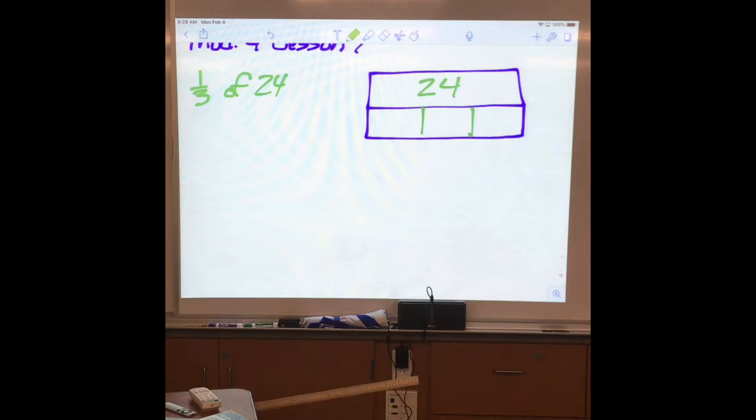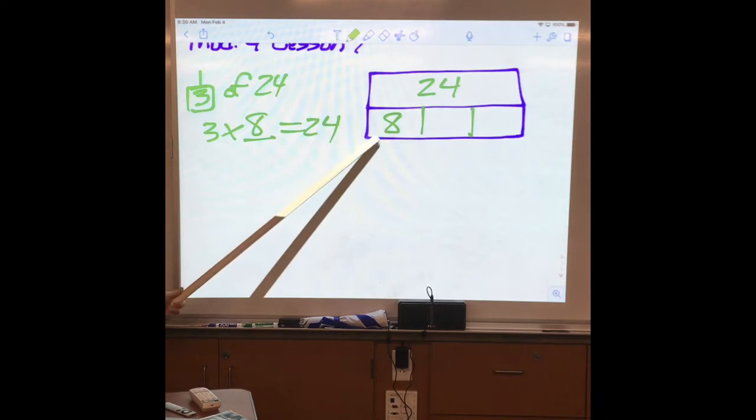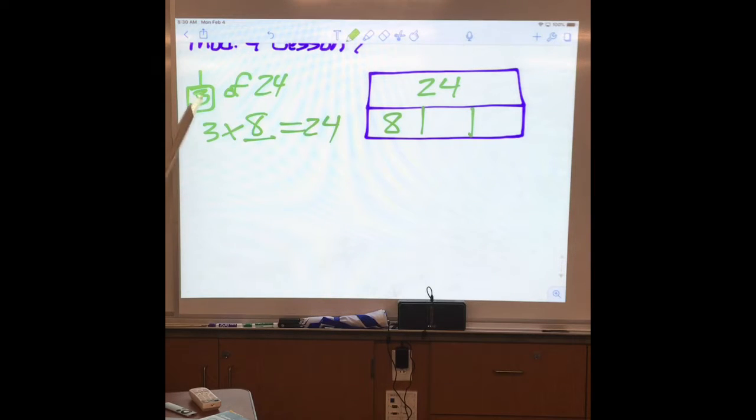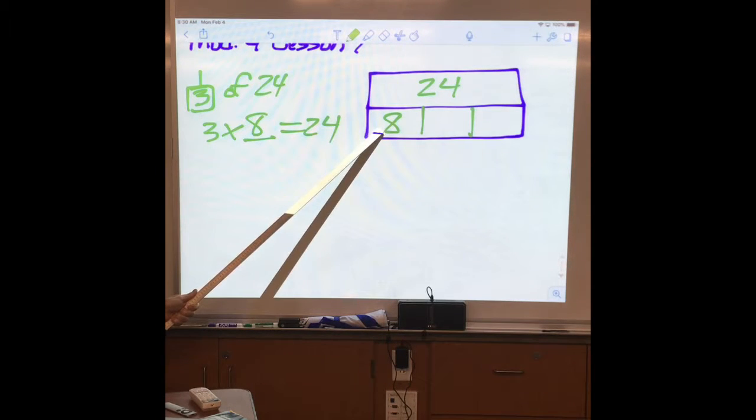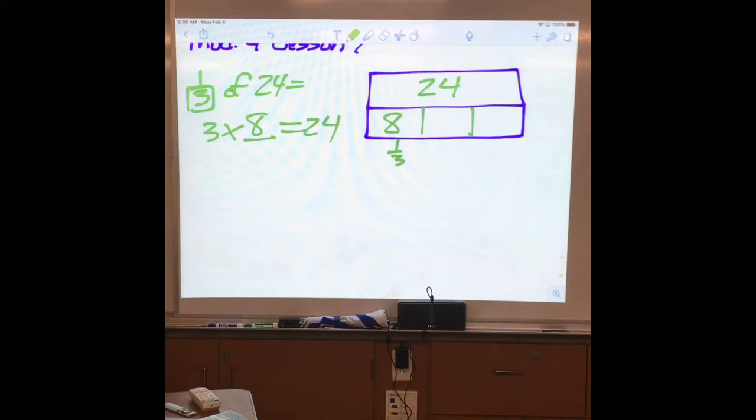How did we do our problem last time? I took this number here and I said, okay, 3 times what is 24? Does anybody know what 3 times what is 24? That's right, you said 8. Good job. So there's an 8 in here. So what is 1/3 of 24? What is 1/3? Because this would be 1/3, right? It would be 8. That's our answer.